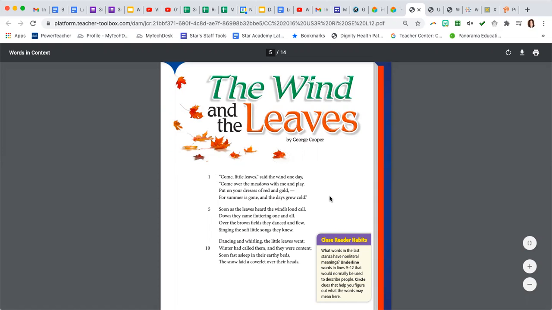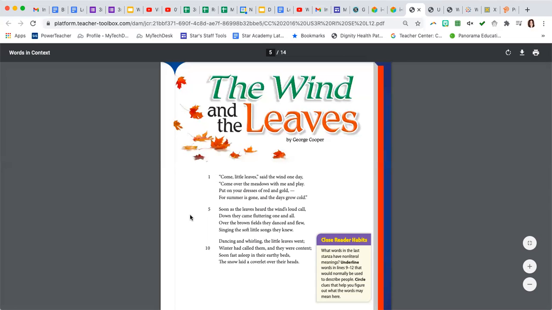All right, so starting with line 1, here we go. Come, little leaves, said the wind one day, come over the meadows with me and play. Put on your dresses of red and gold, for summer is gone and the days grow cold. Soon as the leaves heard the wind's loud call, down they came fluttering, one and all.